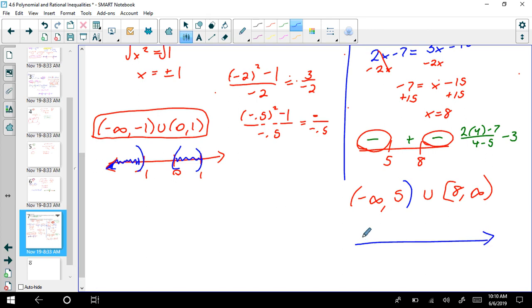If I made the graph, that's what our graph would look like.